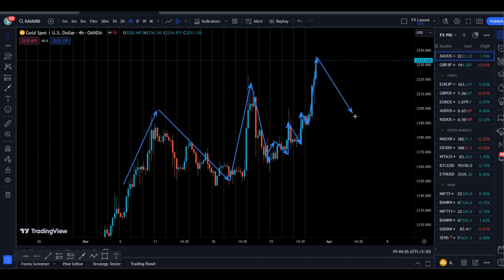So now again I anticipate a pullback on the 4-hour time frame as well to create a support and continue going to the upside to retest the previous high. So that is something I see on the 4-hour time frame as well.